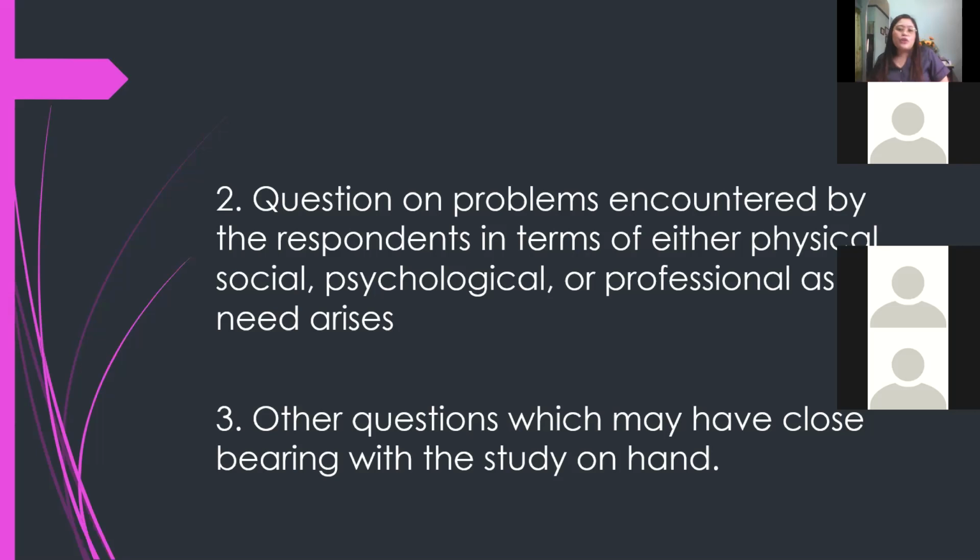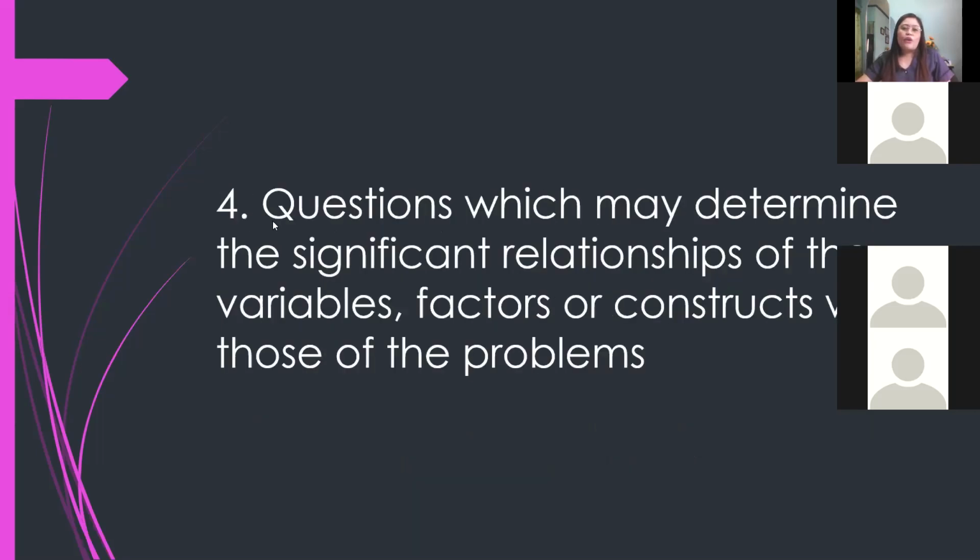And you may also include other questions that may have close bearing with the study on hand. And also, class, this one is important kasi you really have to have a question that may determine significant relationships of the variable, factors, or constructs, or their significant differences.